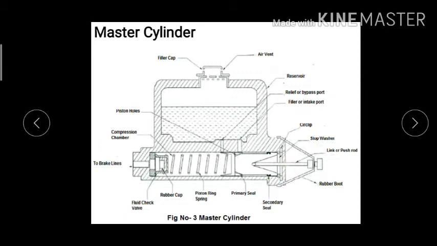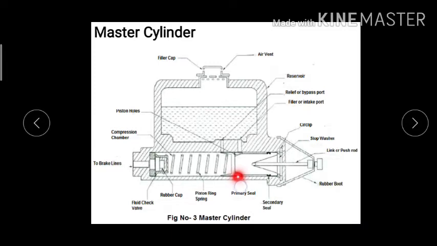As oil, or whatever liquid we are using in the master cylinder or the hydraulic system, tends to leak, we are providing some seals so that the leakage is reduced and the pressure inside the compression chamber is maintained. The inner piston head has several small piston holes that pass through the head of the piston and to the base of the rubber primary seal.